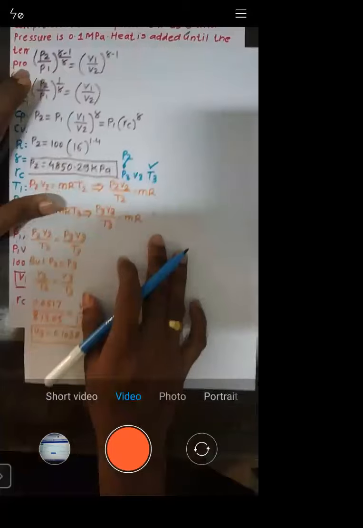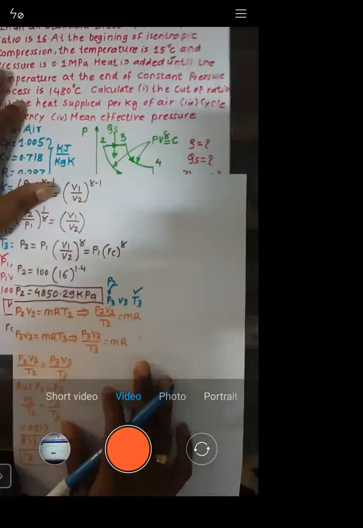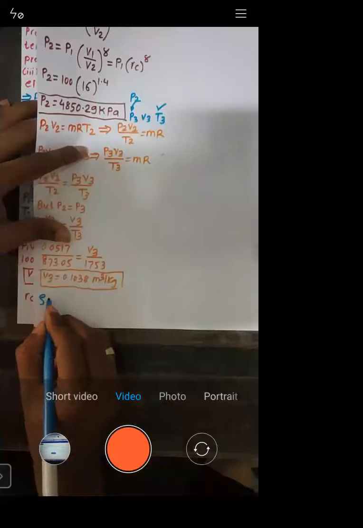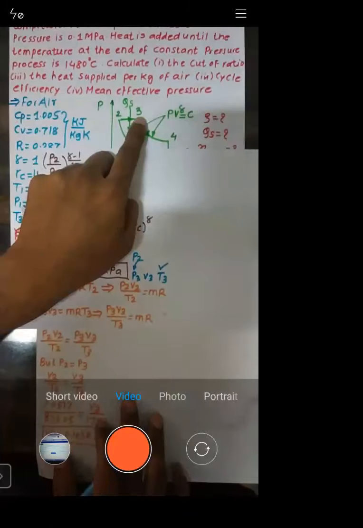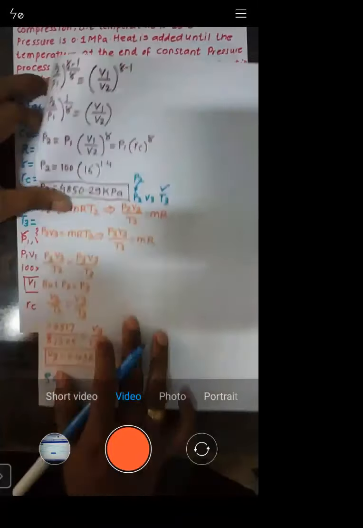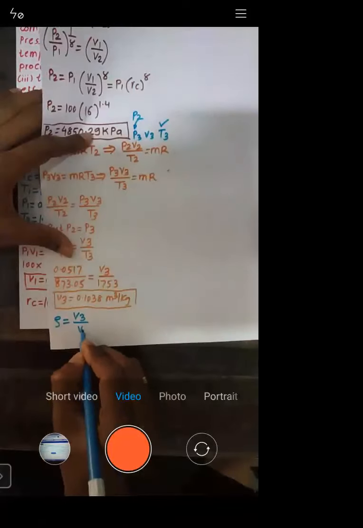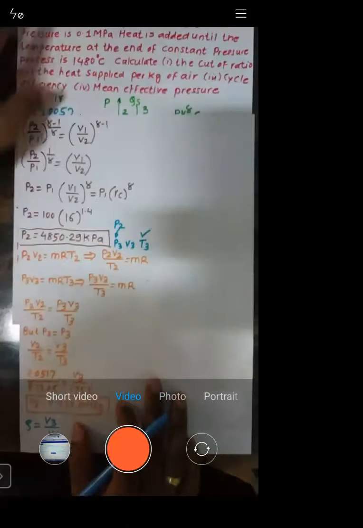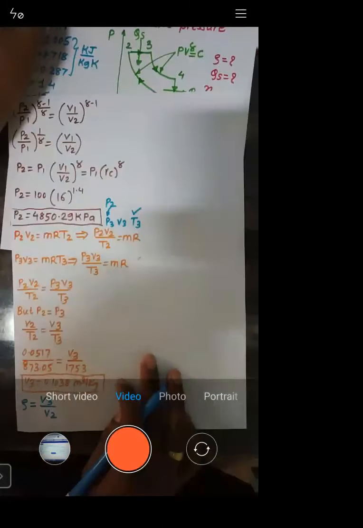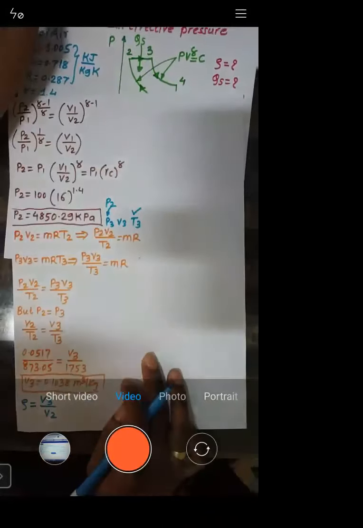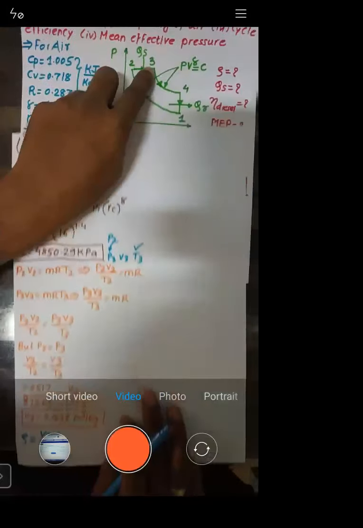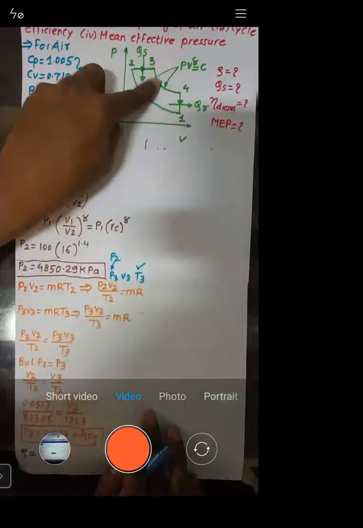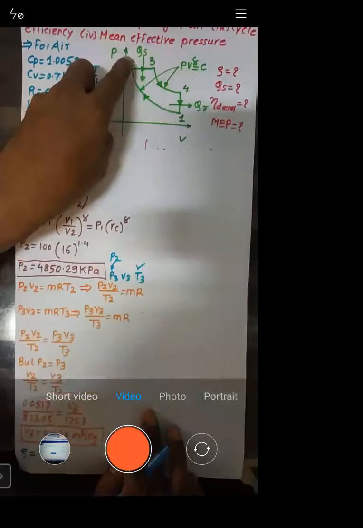Right. Now let us go to the first step. What is called the cutoff ratio, rho? Rho is called the cutoff ratio. And what is the cutoff ratio? The cutoff ratio rho is the ratio of volume after the heat addition to the volume before the heat addition. So it's nothing but V3 by V2. V3 is the volume after the heat addition, and V2 is the volume before the heat addition. So the ratio of V3 by V2 is the cutoff ratio, right?